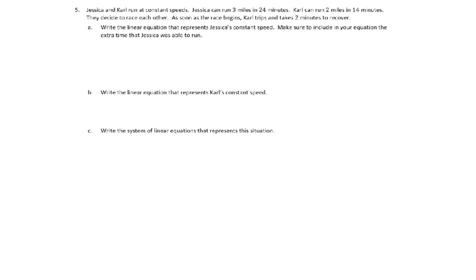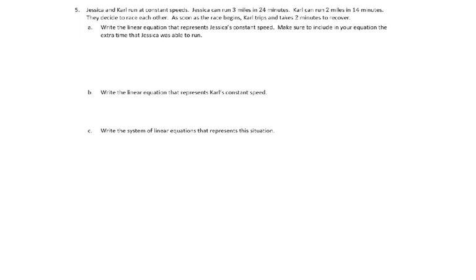It says Jessica and Carl run at constant speeds. Jessica can run 3 miles in 24 minutes. Carl can run 2 miles in 14 minutes. They decide to race each other. As soon as the race begins, Carl trips and takes 2 minutes to recover. Write the linear equation that represents Jessica's constant speed. Make sure to include in your equation the extra time that Jessica was able to run.